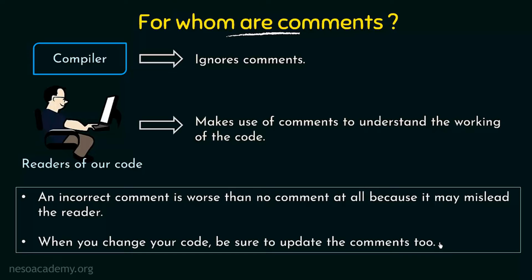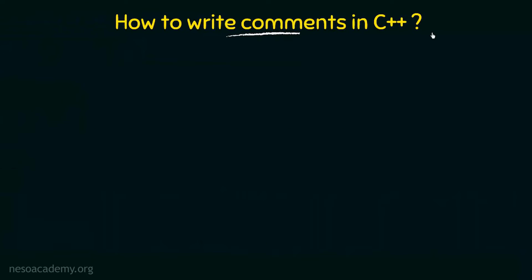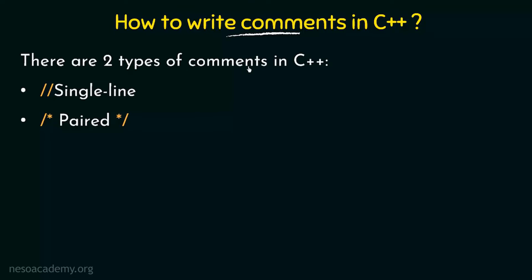Alright, now we will see how to actually write comments in C++. There are two types of comments in C++. One is a single line comment and the other is known as a paired comment. Let's try to understand what these are and how they differ from each other, starting with the first one, single line comments.